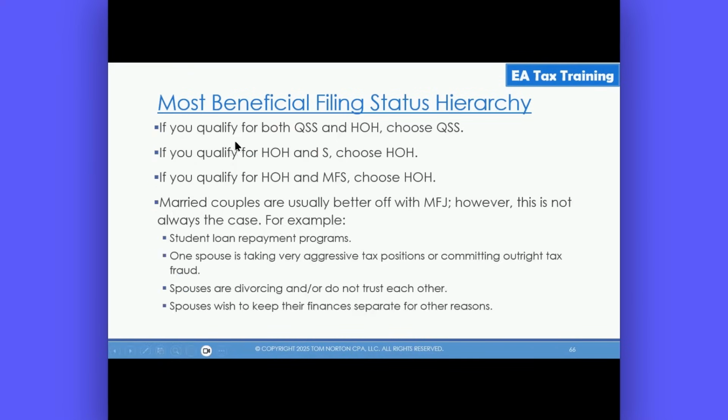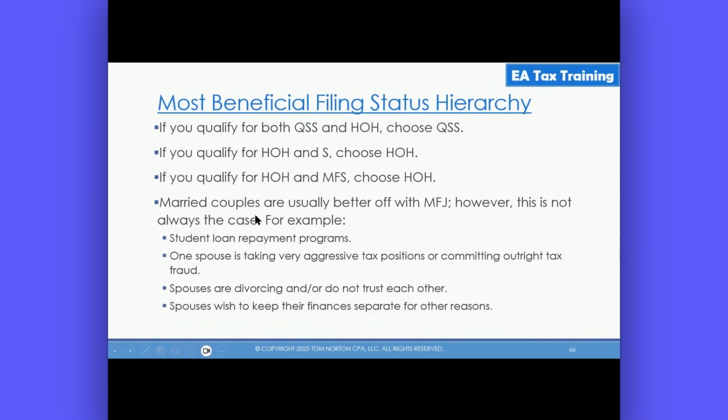So if you have a taxpayer, they could qualify for more than one filing status. So if they qualify for both qualifying surviving spouse and head of household, you would choose qualifying surviving spouse because it's higher up on that hierarchy. If they qualify for both head of household and single, then you would choose head of household. If they qualify for both head of household and married filing separately, remember they can be considered unmarried for the year, so they could qualify for both potentially. So then you would choose head of household.